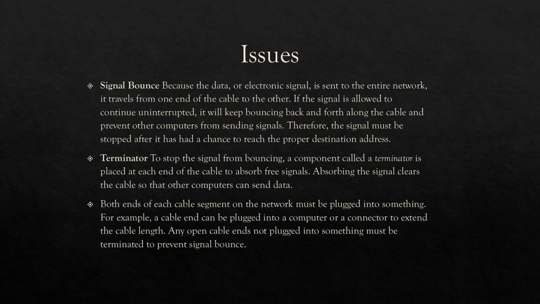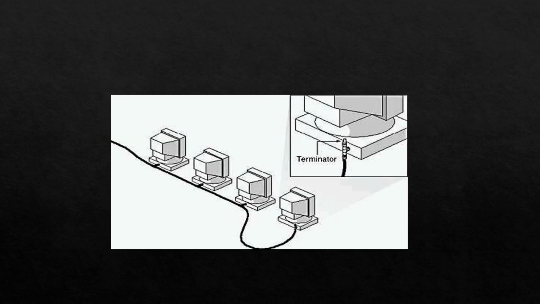To stop the signal from bouncing, a component called a terminator is placed at each end of the cable to ensure the signal is absorbed. It won't continue to bounce back and forth on the cable. So both ends of each cable segment on the network must be plugged into something. For example, a cable end can be plugged into a computer or a connector to extend the length, and any open cable ends will be connected to a terminator to prevent bouncing of the signal. This example shows here how a terminator is connected to end the signal.